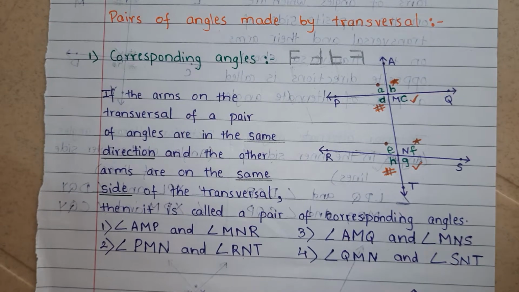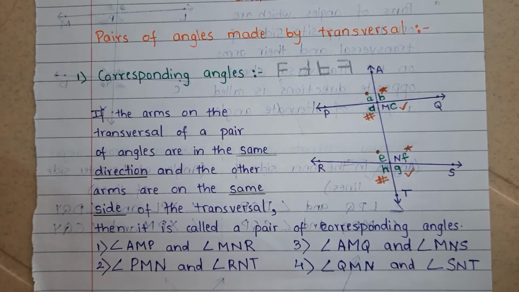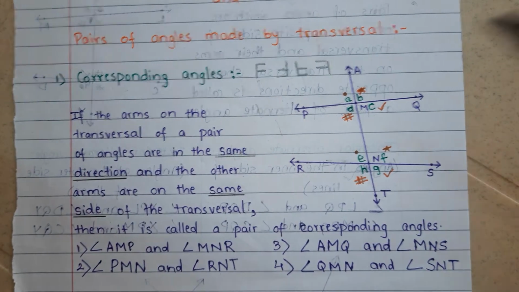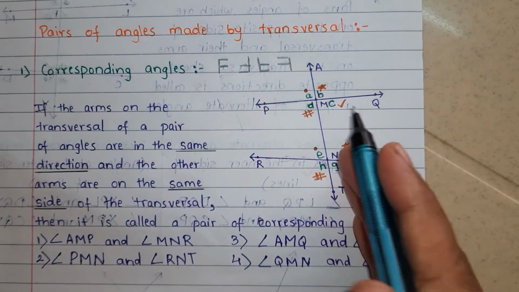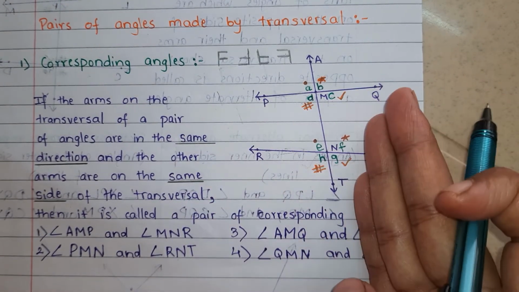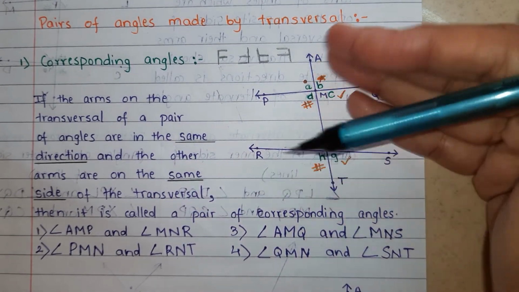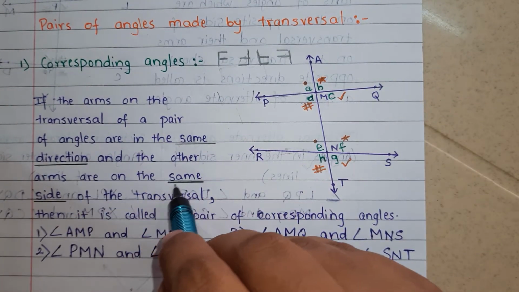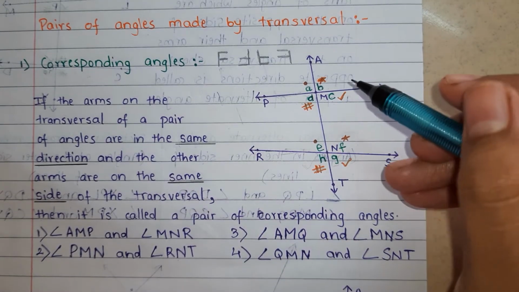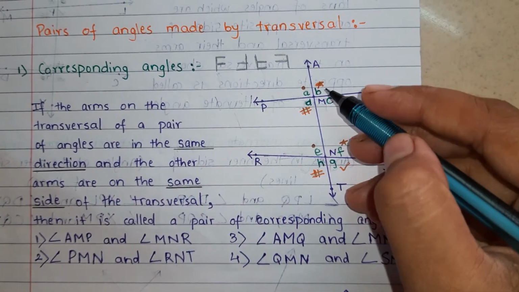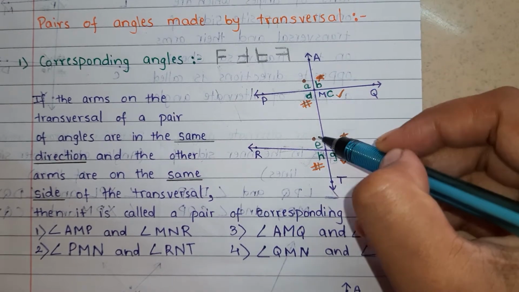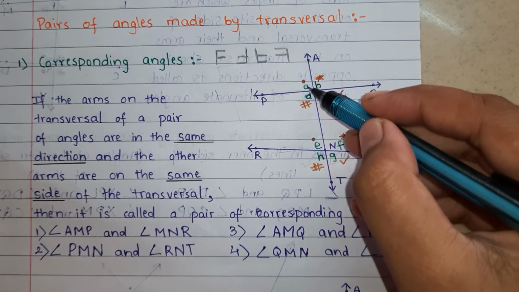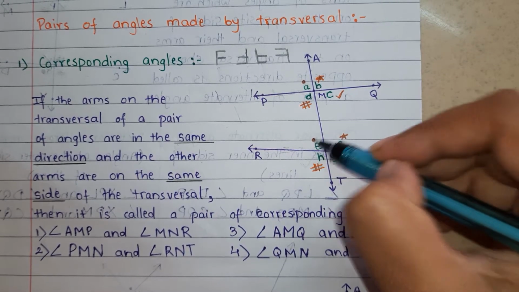Now in this we had studied 3 types of pairs of angles. First one is corresponding angles. Which are corresponding angles? Both on the left side or both on the right side, both above the lines or both below the lines. Same direction, same side. This you have to remember. So which are the pairs of corresponding angles? A and E. I have given the same symbol, 2 dots, here. A and E are corresponding.